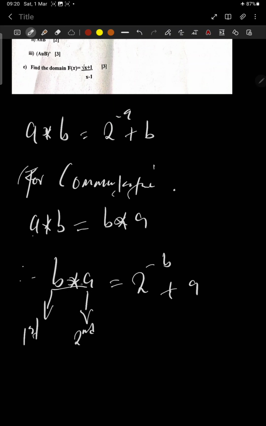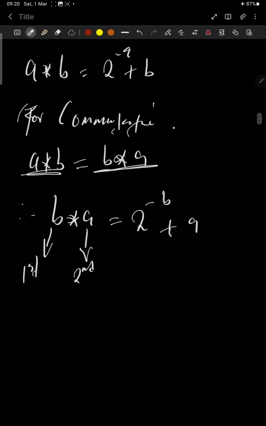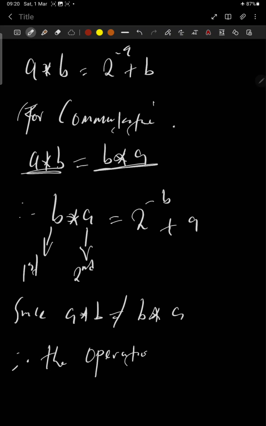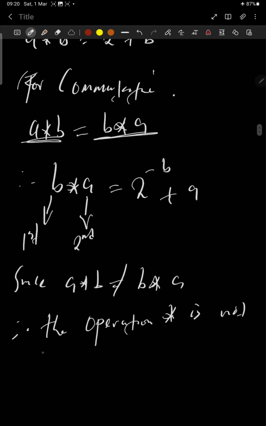Now guys, are these two the same? Is a star b the same as b star a? Notice you have negative a here and negative b there. You have b, you have a, so they're not the same. So since a star b is not equal to b star a, therefore the operation star is not commutative.